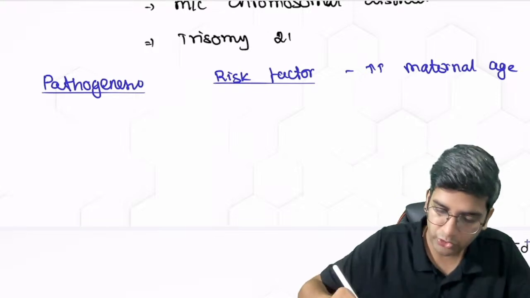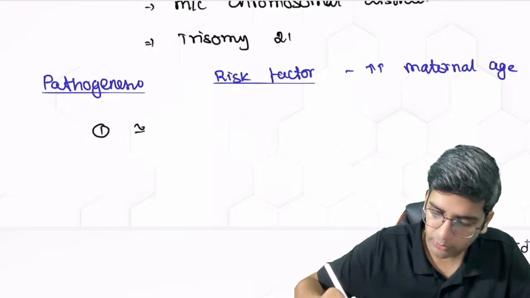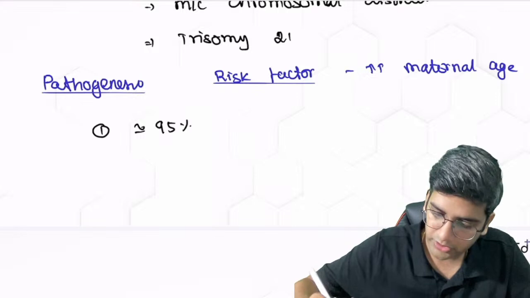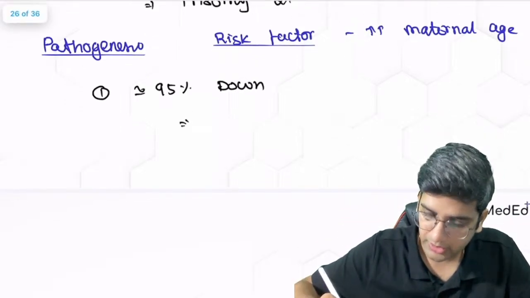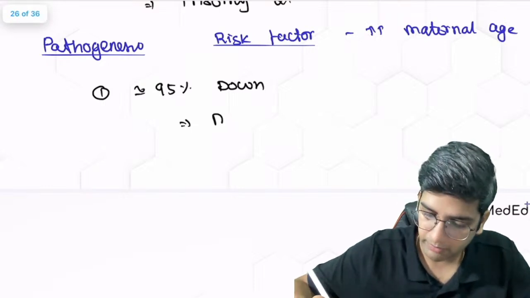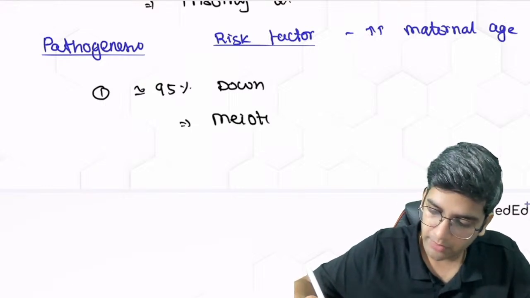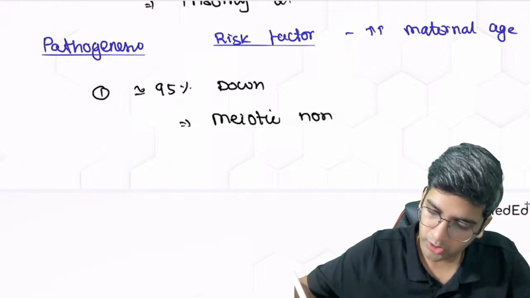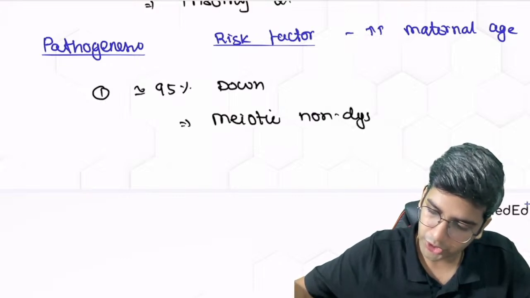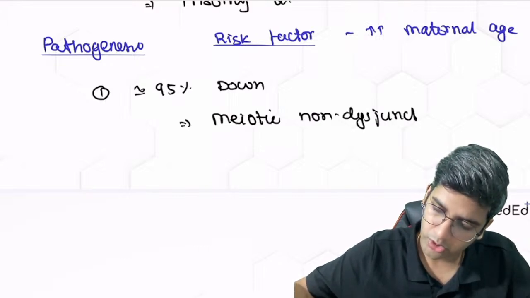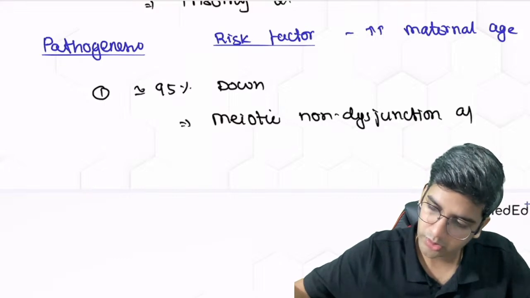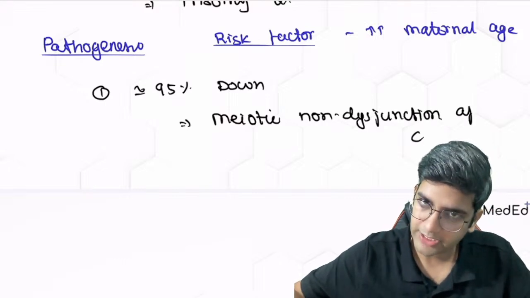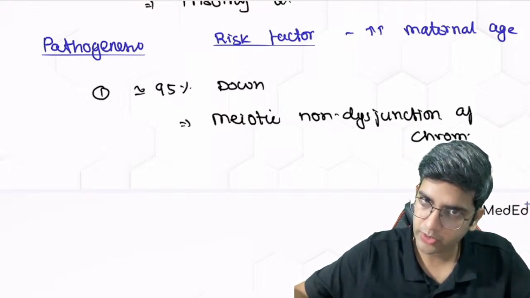The most common pathogenesis of Down syndrome, which is seen in approximately 95% of patients, is like what Silver Screen said. It's non-disjunction but meiotic. Meiotic non-disjunction of chromosomes. Okay, that's more important. Yeah, you're right, Darwin.